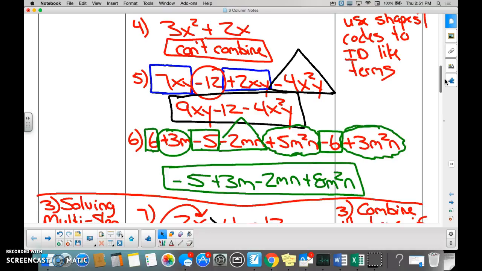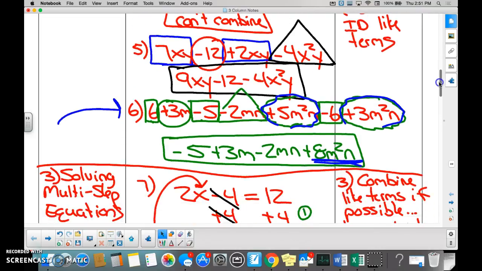So when you combine like terms, if you have giant expressions like in number 6, use your coding. Use your coding. And then combine whatever is coded the exact same. So in this case, the squiggly circles need to be combined. 5m squared n, 3m squared n, give us a total of 8m squared n. You guys were pretty good at that.